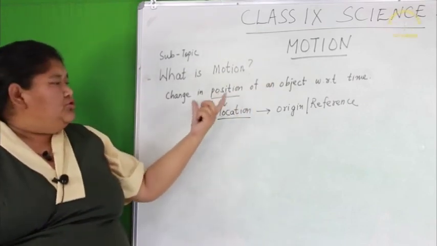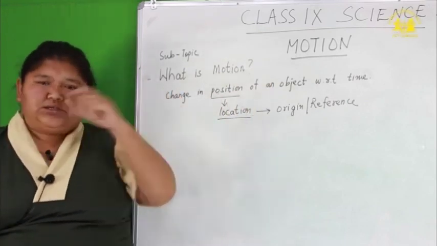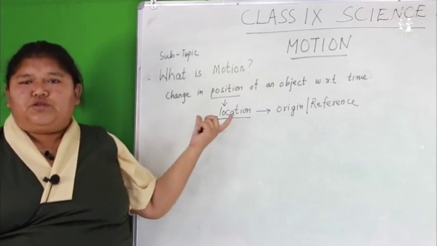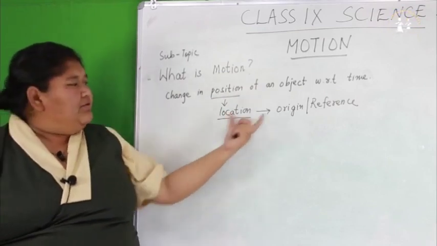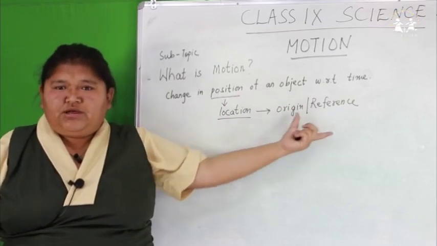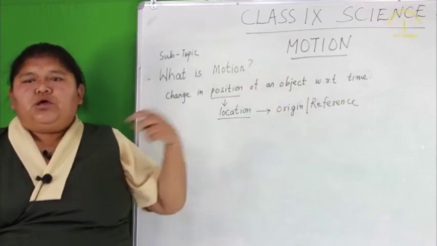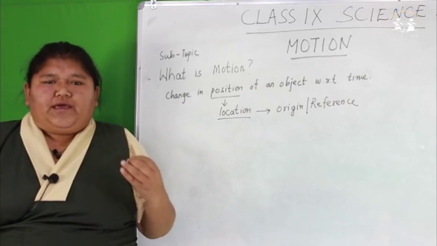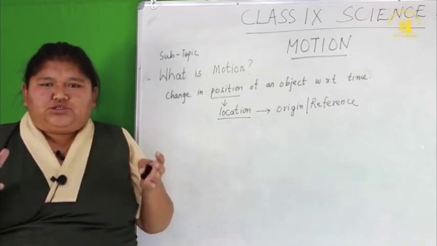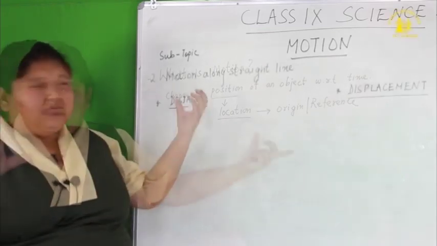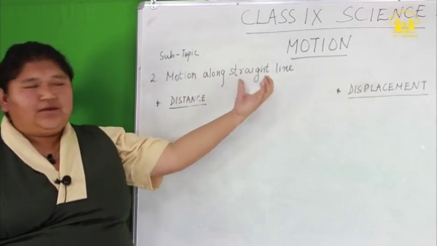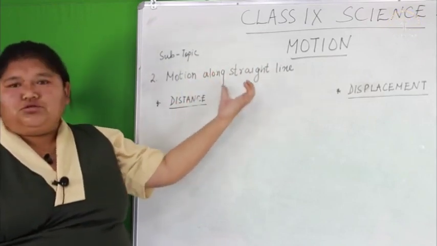Position means we are specifying the location of that particular object, and that can be inferred as origin or reference point. Rather, the reference point is most probably a fixed or stationary object. Then moving on to our next topic, that is motion along a straight line.